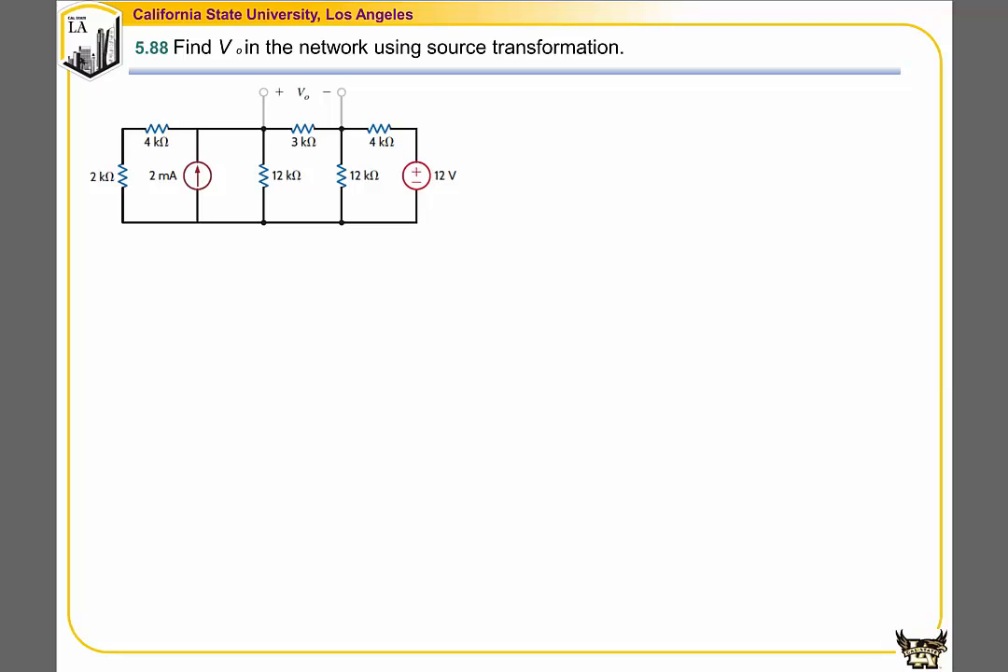In this example, we're going to find V0 in the network using source transformation. Source transformation tells us that we can convert part of a circuit using either a Thevenin equivalent or a Norton equivalent. The Thevenin equivalent can simplify one part of the circuit to be one power supply with a voltage source VTH with a resistor RTH in series with it.